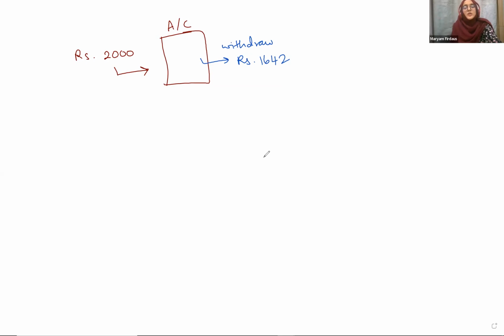The question is, so I have a bank account, okay? Or let's say, Hiba, you are having a bank account. In a bank account, we transfer some money into the account and we withdraw some money from the account, right? That's how the account functions. So you deposited 2,000 rupees into your account one day, and then the next day you withdrew rupees 1,642 from your account. So now what I want to know is how much is the balance? What is remaining in your account?